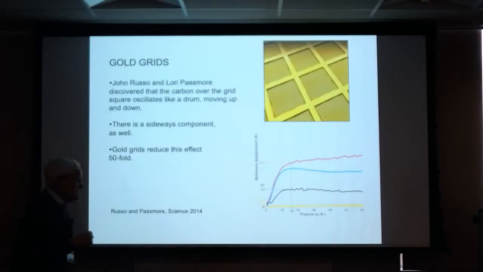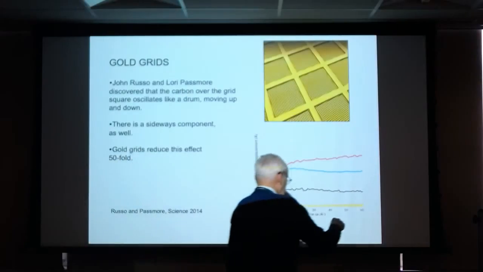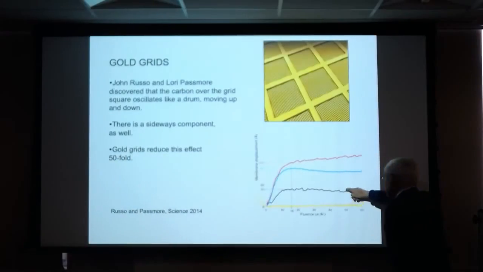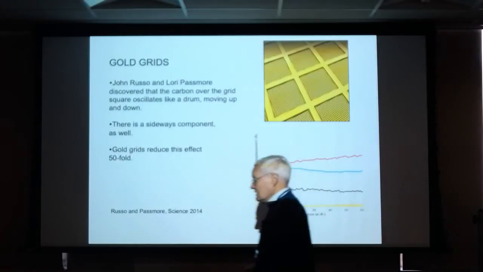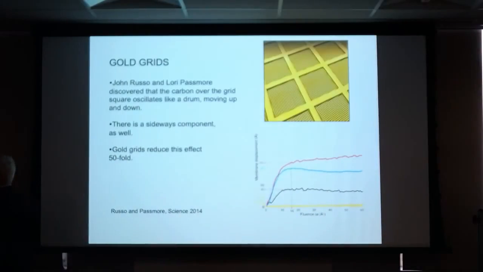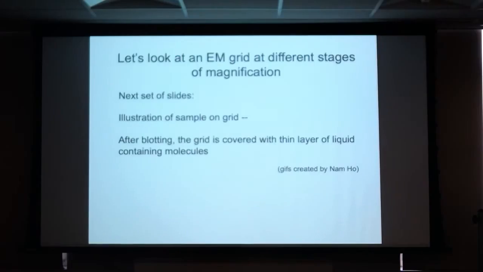And you can see this here. This line here is for carbon, and down there, almost coinciding with the x-axis, is the result for gold. So many people now use either gold grids or gold-coated grids in order to eliminate this problem.